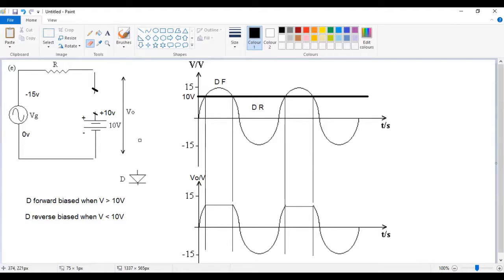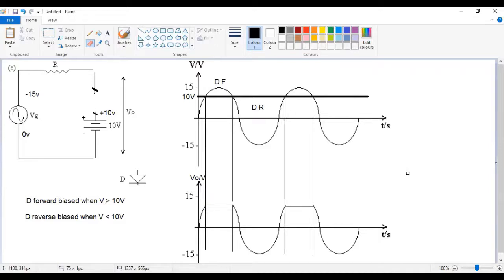Be careful. You're not measuring V naught across the diode only. You're measuring it across the battery also. If you are measuring your output at this point here, then basically this will be at plus 10 volts, so you need to subtract 10 volts from your waveform. But here you're measuring it across these two terminals, so these two terminals is simply your VG. It's important to know where you're measuring your V naught.